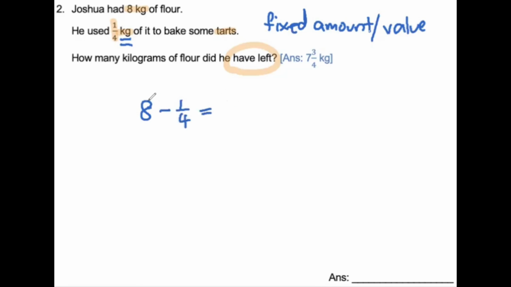So with this, we will rename the 8 whole into 7 whole and 4 out of 4, so that we will have a fractional part to minus the quarter. And that will be left with 7 whole and 3/4, because we are taking 4 quarters to minus a quarter to give us 3/4, and our 7 whole, we are not taking away any whole, we are left with 7. So the final answer would be 7 3/4 kg.